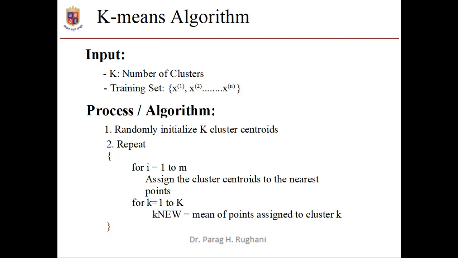The first step in the repeat is for i equal to 1 to m. If you remember, m refers to the number of samples or the number of rows in the training data set, and we have to assign the cluster centroids to the nearest points. It means that you have m number of records, and for each of them you have to assign one cluster centroid. If you are working on two clusters, then each of the points in the dataset should be assigned to the nearest cluster centroid. So for example, if your point number 1 is close to the first cluster centroid, then it has to be assigned to that cluster centroid.